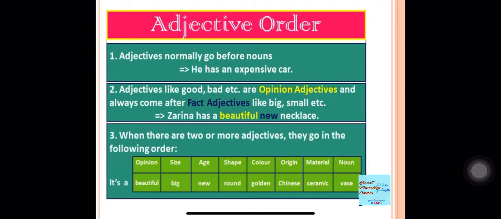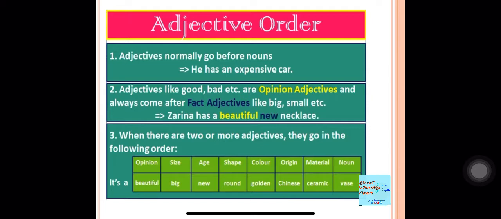Alright, Zarina has a beautiful new necklace. Beautiful, new. New is a fact. Beautiful is an opinion. Okay, so what we must pay attention to here in number 2, is that adjectives like good and bad are opinion adjectives, and that they often come after fact.